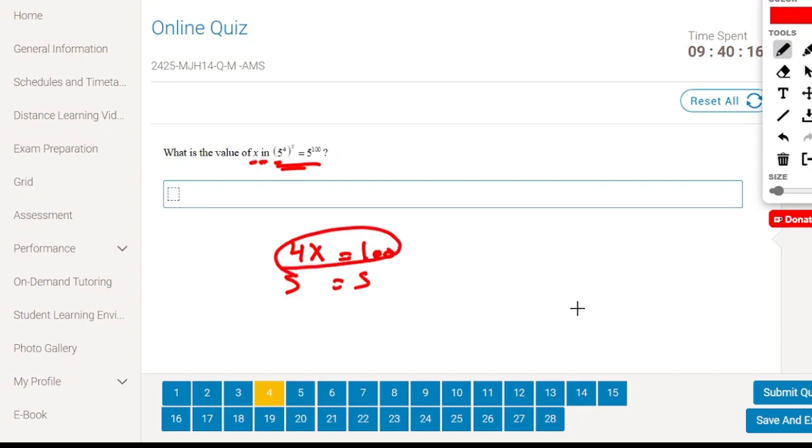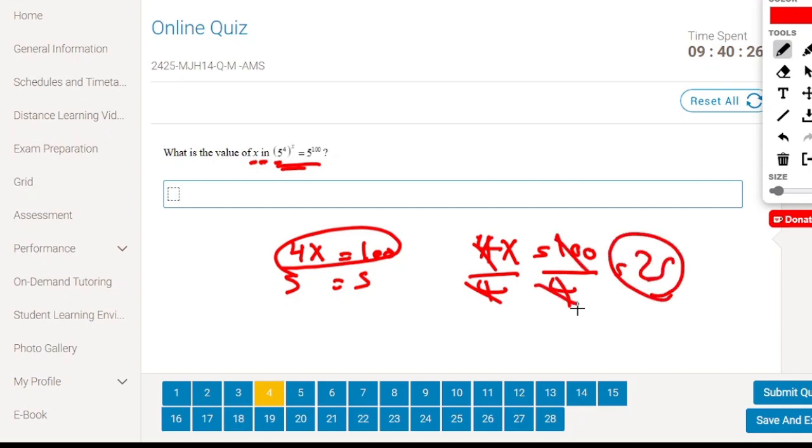So we'll take this one now here. So 4x equal to 100, divided by 4. Divide by 4, here it will be equal to 25. So the answer of x here, it will be 25.